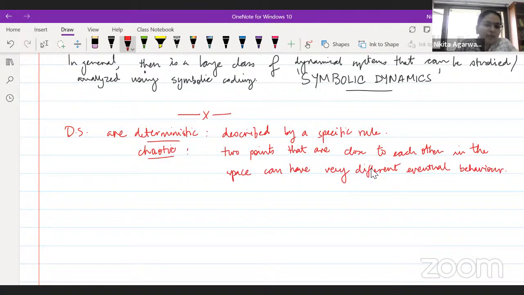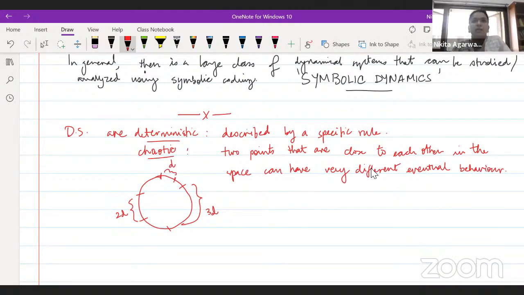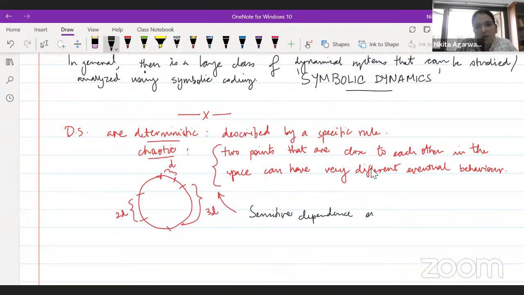Take the example of the doubling map: two points which are close, in one iterate, their distance doubles. So if this distance is d, then this becomes 2d. Then in the third iteration, it becomes 3d and so on. This d may be really small, but as you take more and more iterates, these points may go very far. This is just an illustration of what I have written down. And this idea is known as sensitive dependence on initial conditions.